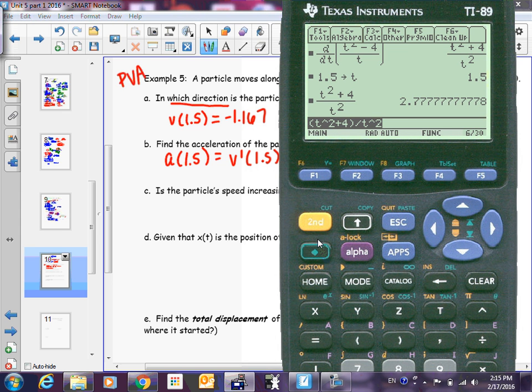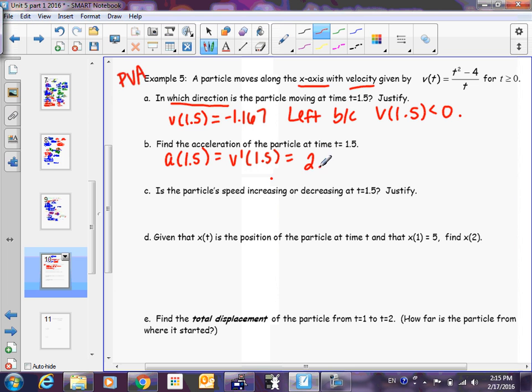We could have done this by hand, derived it by hand, plugged in 1.5 by hand, and then typed that in the calculator. We could also just do all of the heavy lifting in the calculator. This just takes you getting used to using your calculator for this. So we get 2.778. There's no units, so don't put them.